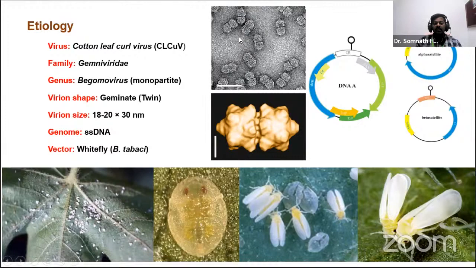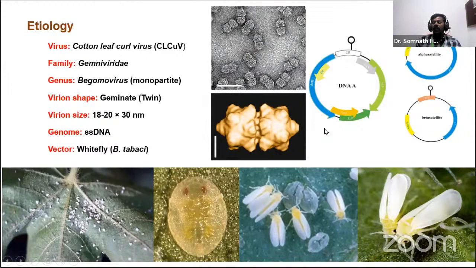The three structures present in the genome of the Gemini virus are DNA, alpha satellite and beta satellite. All these three particles are required to have a successful infection in the host.